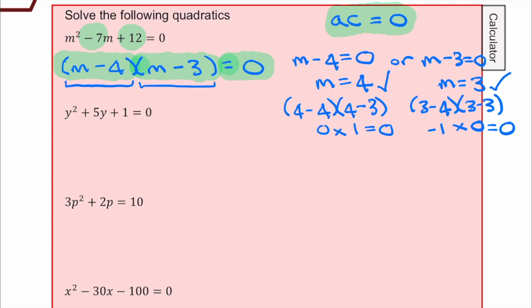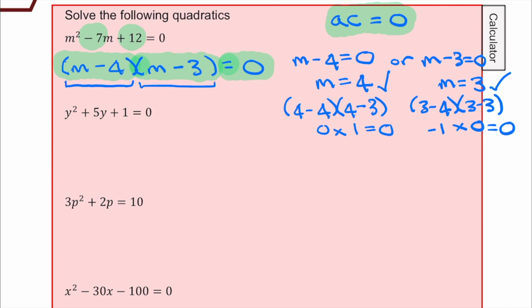And on the next one, we have another quadratic, and it's already equal to 0, which is what we want. We want to end up with that same thing that we had before, where you've got two brackets being times together, and it's equal to 0. So we just need to try to factorize this if we can. But what we notice about this one quite quickly is that it's not actually possible to factorize it.